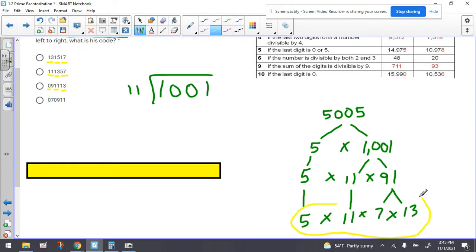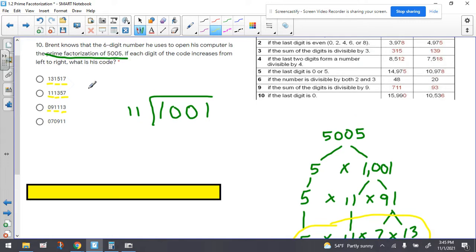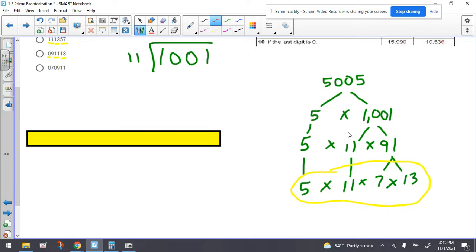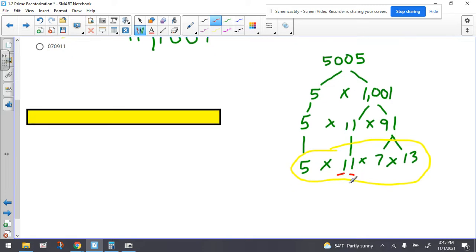So now we have to think about the wording here, because it does say if each digit of the code increases from left to right, what is his code? So let's just look at the digits. We have a 1 and we have a 1, right? Let's write that down, a 1 and a 1. We have another 1 right here. We have a 3. We have a 5, and we have a 7. So these are all the individual digits written out, increasing from lower numbers to greater numbers.